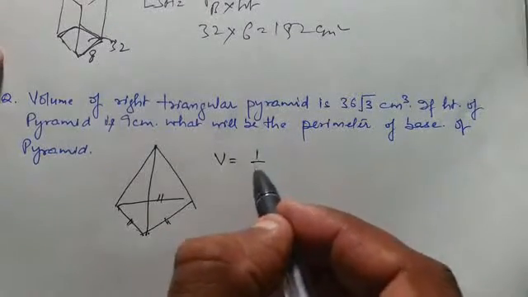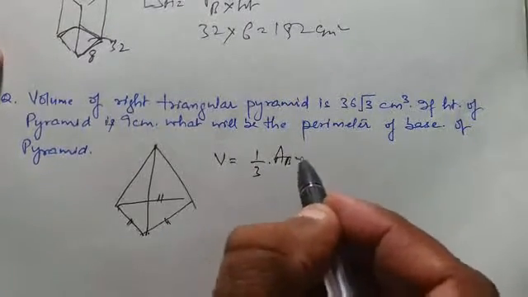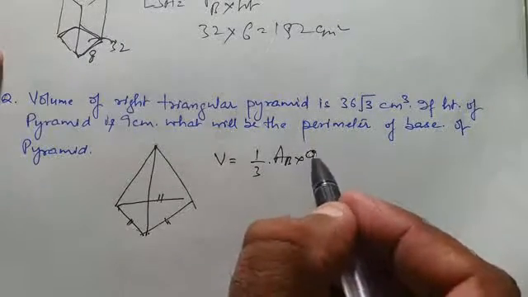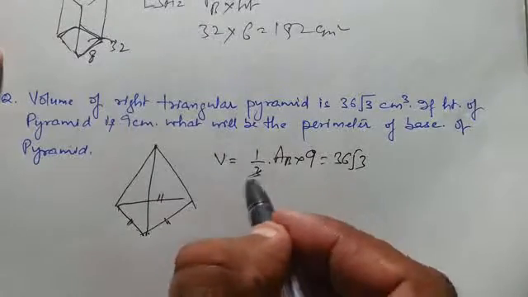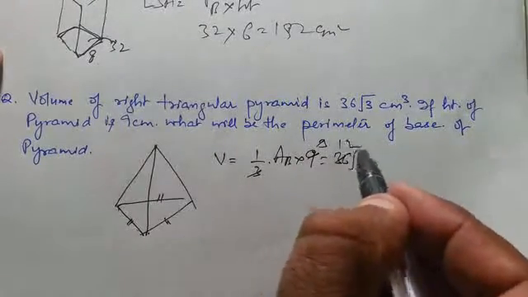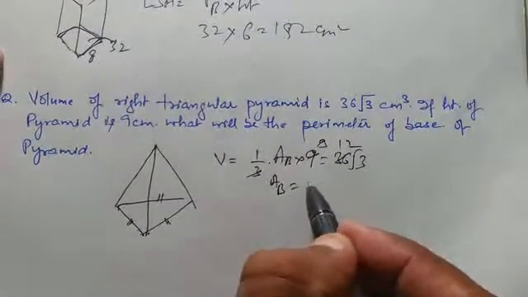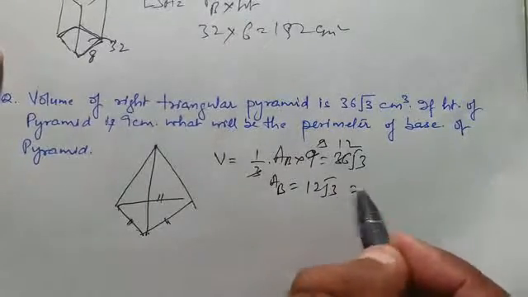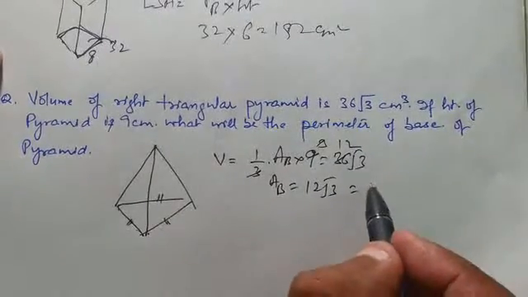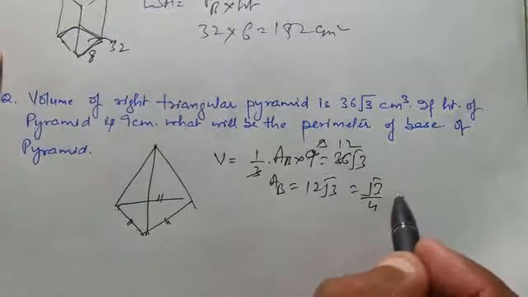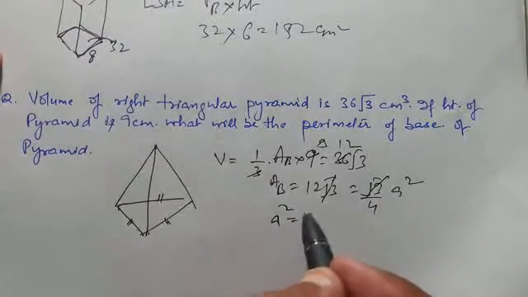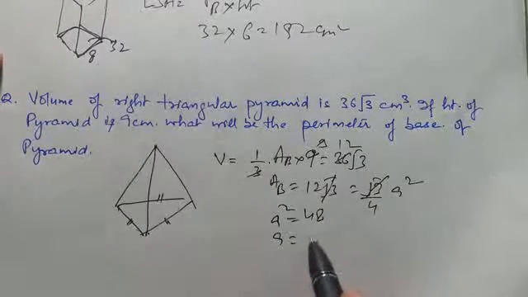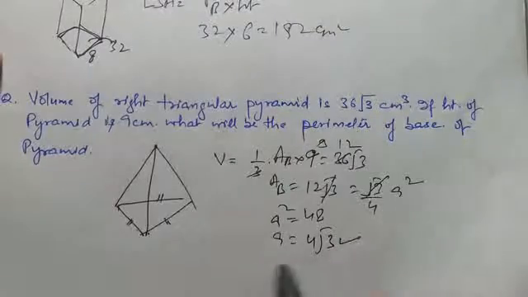What is the volume? Volume is 1/3 of area of base into height. Height over here is 9. The volume is given as 36 root 3. So if we cancel 3, 12. So area of base we find as 12 root 3. But it is an equilateral triangle, so definitely we can find out the side, correct? Root 3 cancelled. A square is equal to 48. So what is A? A comes to be 4 root 3. So the side is 4 root 3.